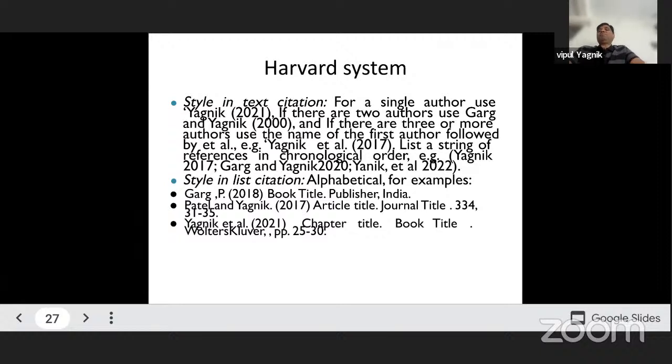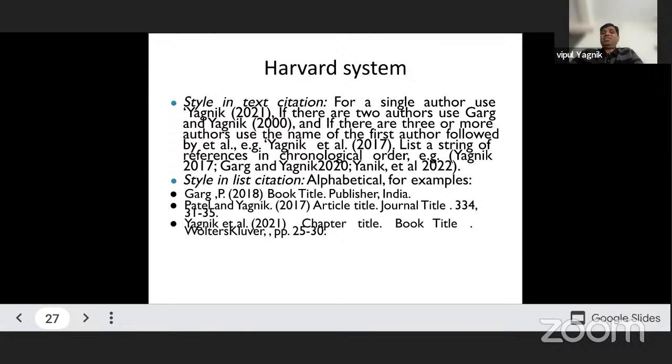So what is the Harvard system? How to write it? The style in the text, if you are using a single author, like suppose I am the author, is my surname followed in brackets by the year of publication. If there are two authors, you write both author names with the year of publication. If there are three or more authors, use the name of the first author followed by et al. and then the year. In the main text, if you want to include 3 or 4 references, use chronological order, year-wise, like 2017, 2020 and 2022.